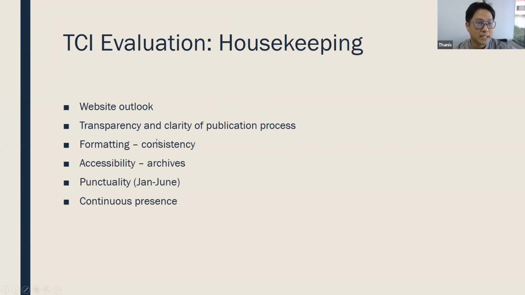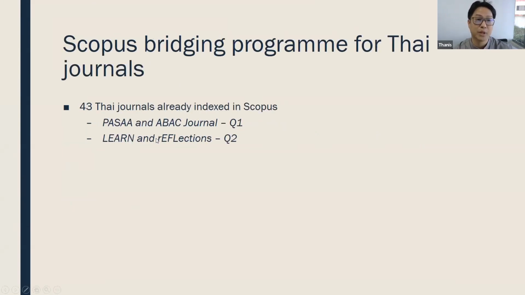And what I would like to say next is this. Right now, TCI and Scopus are working together. We have what we call a bridging program, a fast track for Thai journals to get into Scopus. Normally, if you apply without TCI support, the process can be long and unpredictable, very long and unpredictable.